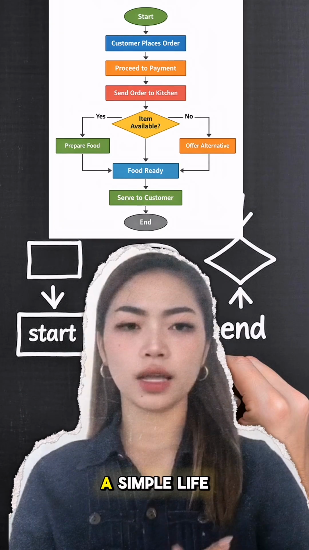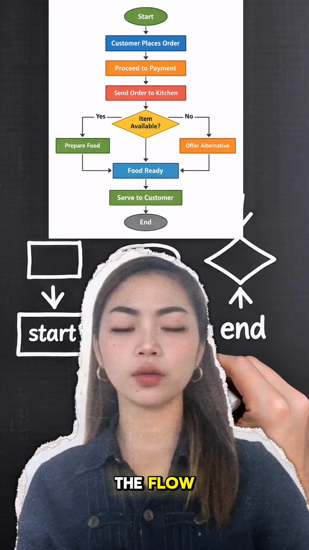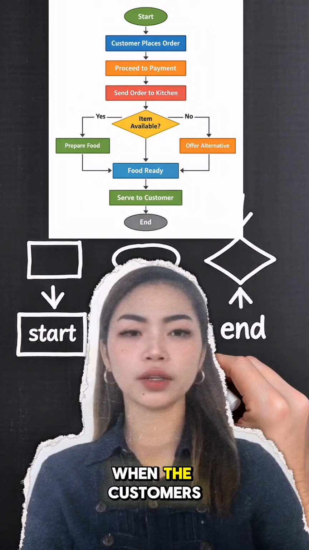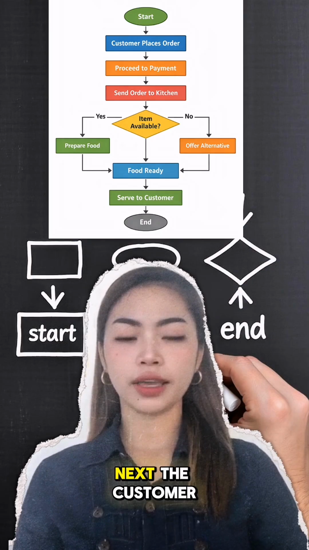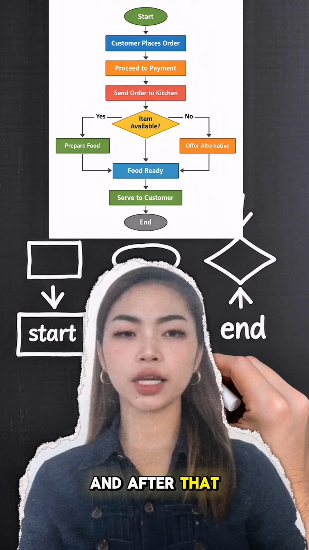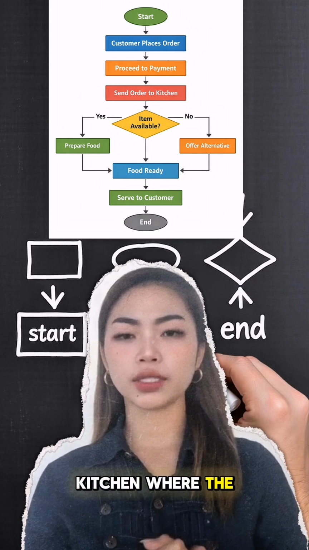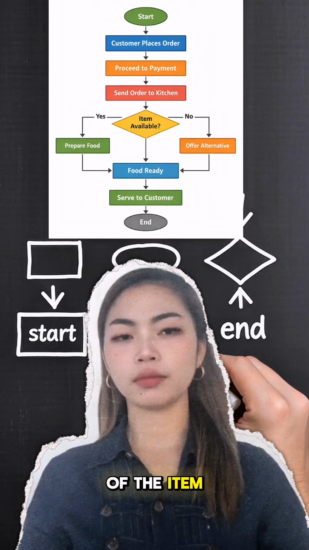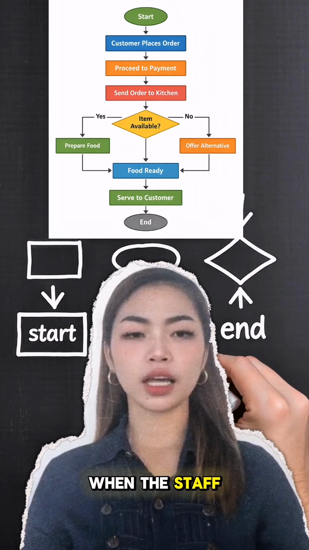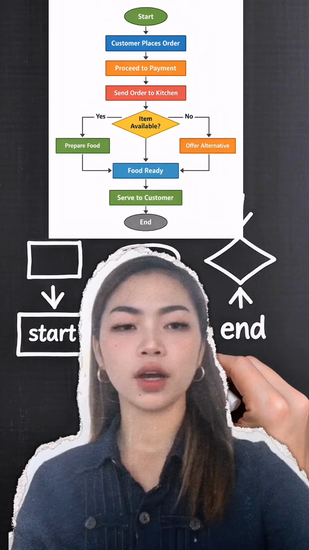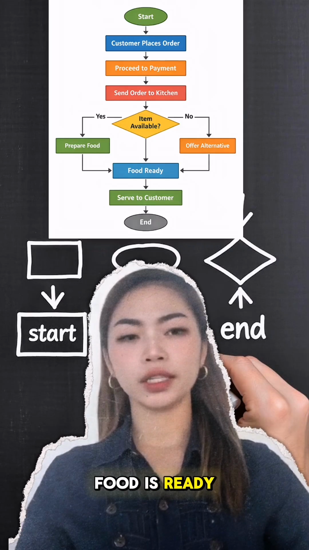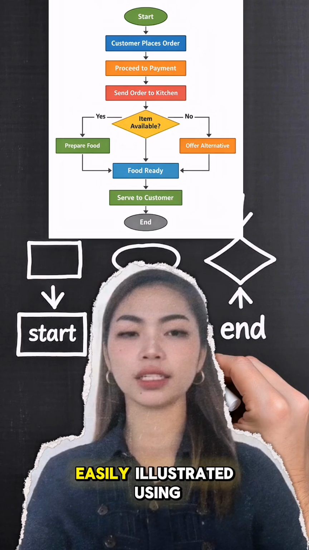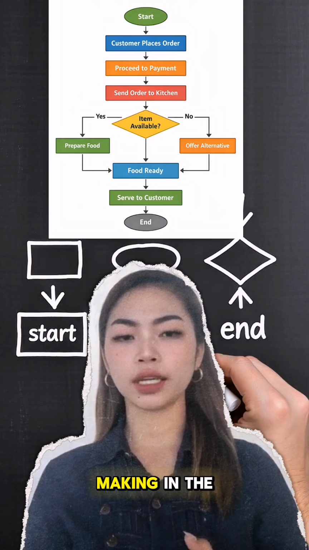Real life example. A simple example of process flow is ordering in a fast food restaurant. The process starts when the customer places an order. Next, the customer makes the payment, and after that, the order is sent to the kitchen where the staff prepares the food. There may be a decision point if an item is unavailable. The staff then offers an alternative, and once the food is ready, it is served to the customer. These step-by-step processes can be easily illustrated using a flowchart, making them clear and organized.